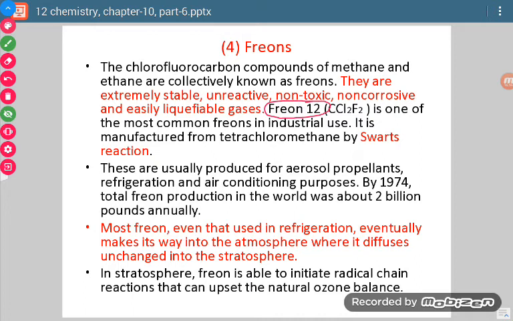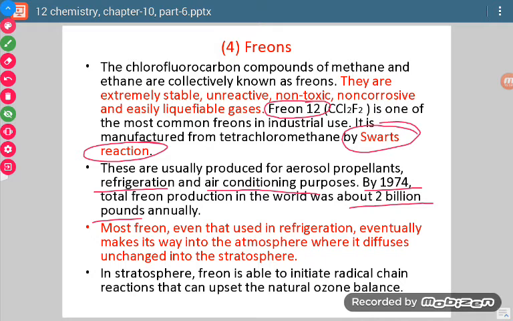It is manufactured from tetrachloromethane by Swarts reaction. So in the Swarts reaction there is formation of freons or chlorofluorocarbons. Now these are usually produced for aerosol propellants, refrigeration and air conditioning. By 1974 total freon production in the world was about 2 billion pounds annually.